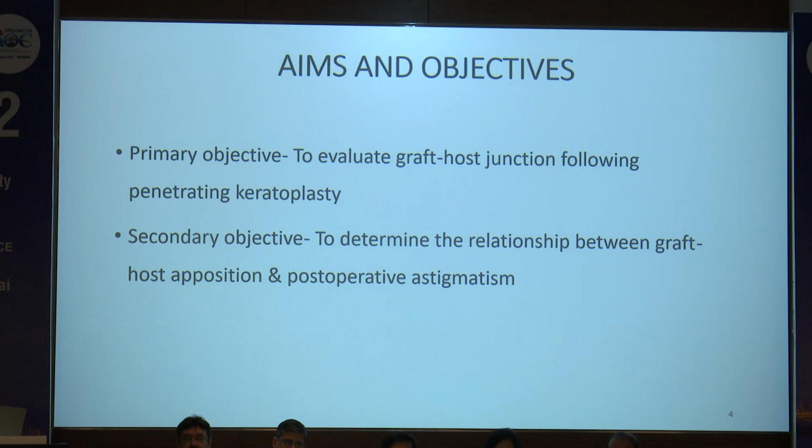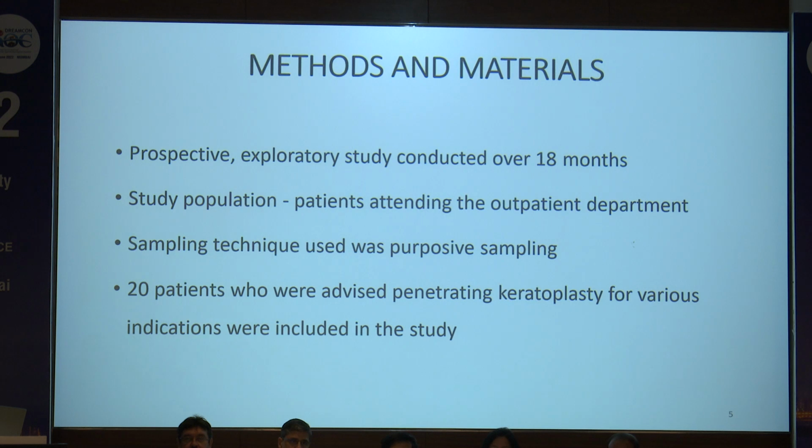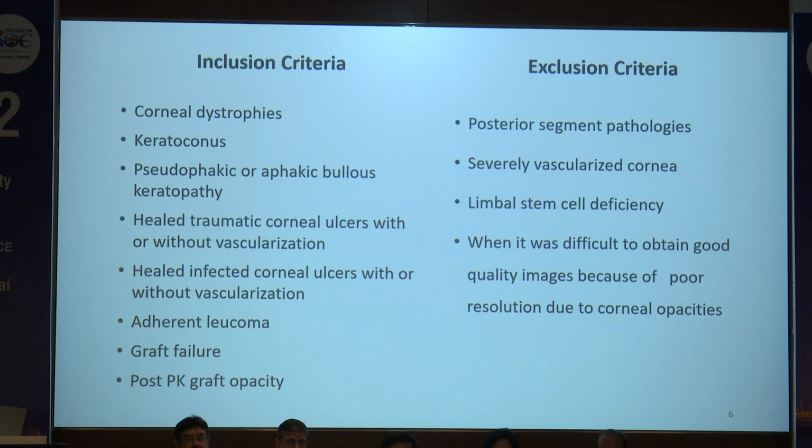Aims of the study: to evaluate graft host junction following penetrating keratoplasty and to determine the relationship between graft host apposition and post-operative astigmatism. This is a prospective exploratory study conducted over 18 months. Sampling technique used was purposive sampling. 20 patients were included in the study.